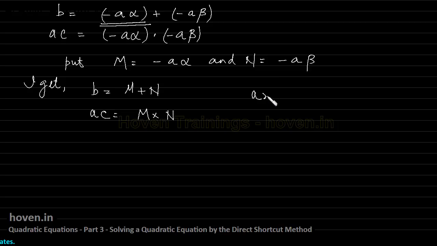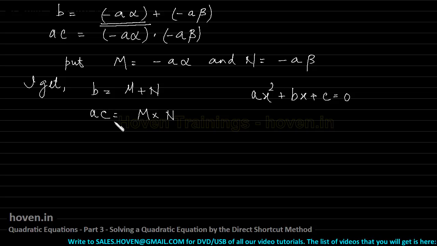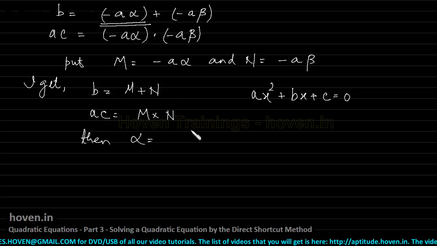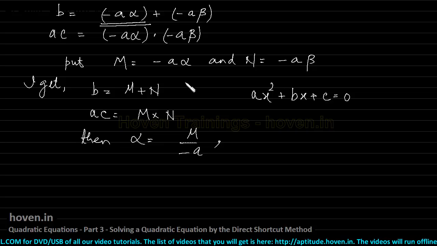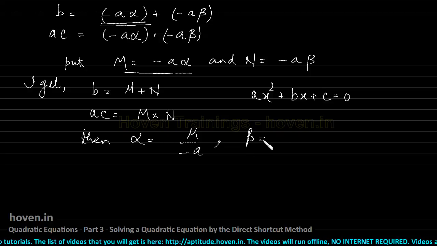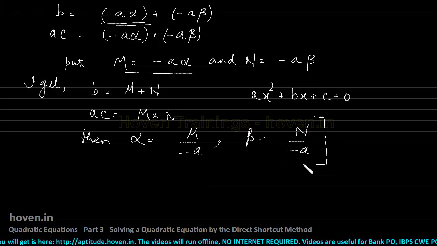And what is my equation? This means if I can find two numbers whose sum is equal to B and whose product is equal to AC, suppose I am able to find two numbers which can be added to obtain B, which can be multiplied to obtain AC, then alpha will be equal to M by minus A. By this, alpha is M by minus A and beta is equal to N by minus A. So this is the shortcut which I am talking about.